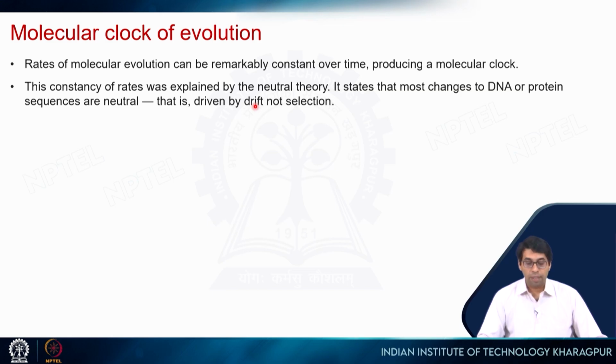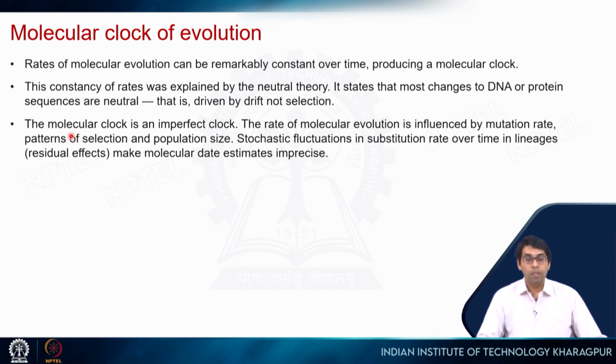Okay. So, now there are of course problems with this, but it is something that helps us in determining some of these time periods. Of course, this molecular clock is an imperfect clock, right, because the rate of molecular evolution is influenced by mutation rate, which can be influenced by so many different things, right. So, pattern of selection, population size, stochastic fluctuations in this substitution rate. Just by chance there can be accumulation of more mutations in a small period of time, right. All these things can make this clock really imperfect and the estimation of the dates imprecise.